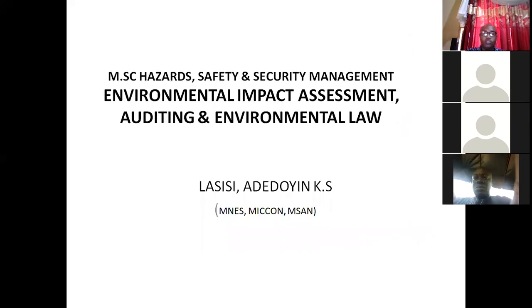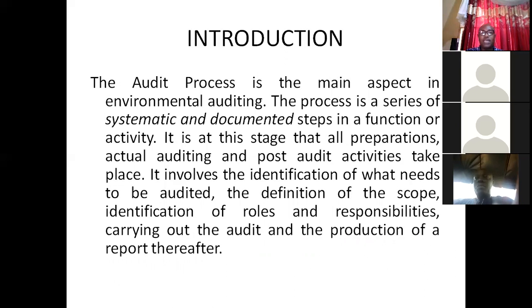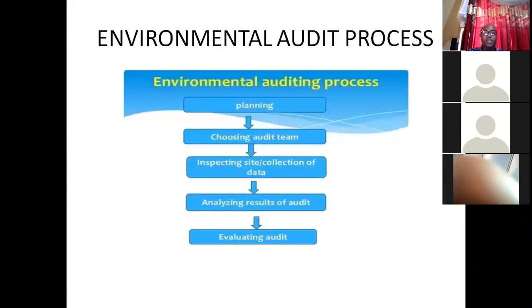For those who did not join us, today we are discussing the audit process. The audit process is the main aspect of environmental auditing. The process is a staged series of systematic and documented steps. It's the stage that makes you prepare an audit report. And what is the audit process about? It's about planning. It's about choosing a team. And after choosing a team, you inspect the site, you collect data. After collecting data, you analyze the data, and you now evaluate the audit.